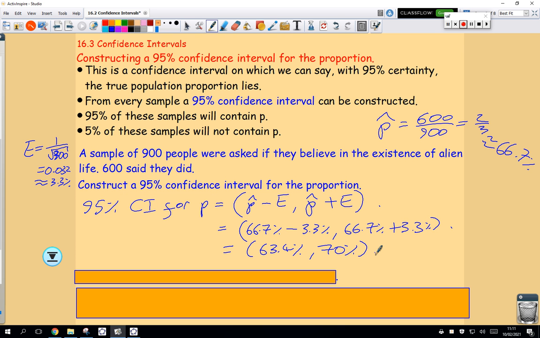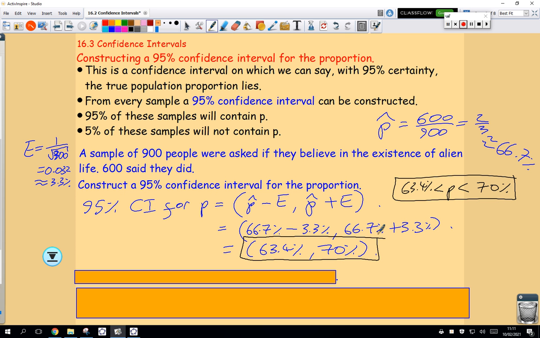Okay, and I can write it like that. I could also write it as an inequality. I could also write my confidence interval for the proportion like this. P lies between 63.4% and 70%. That's also a way of writing the same thing. This is using interval notation. So our confidence interval suggests that the true population proportion lies somewhere between 63.4% and 70%.